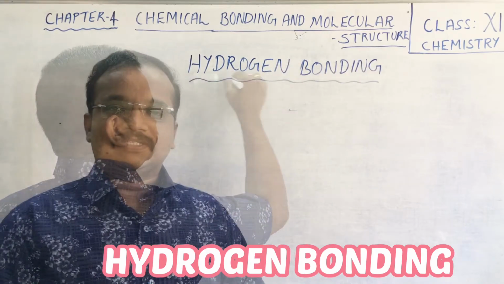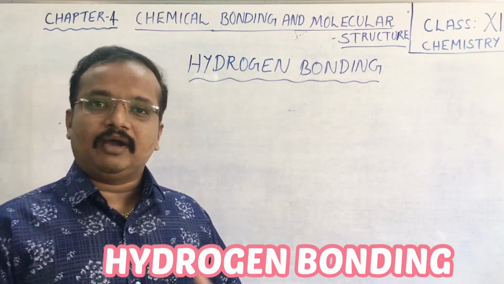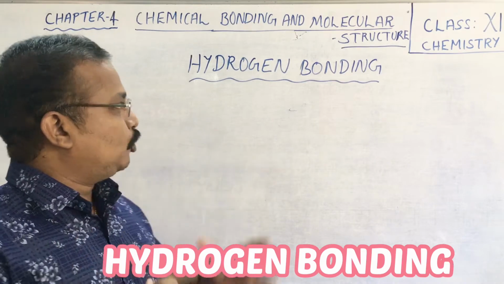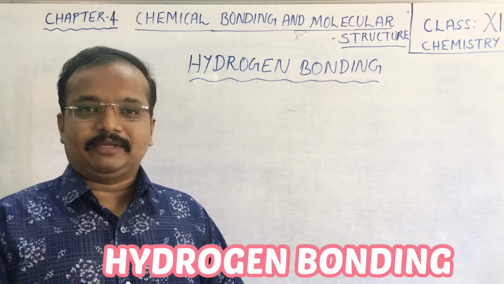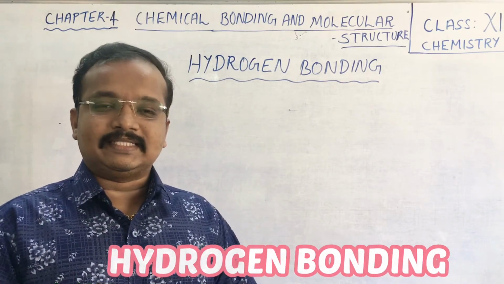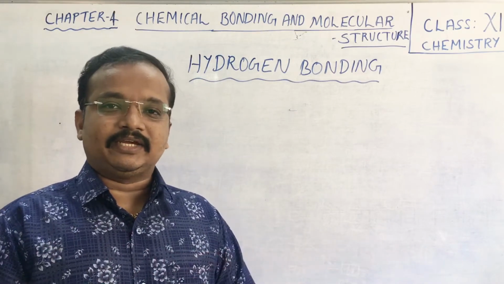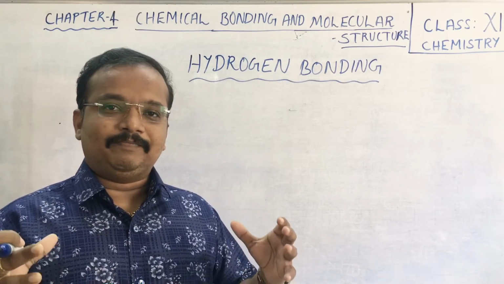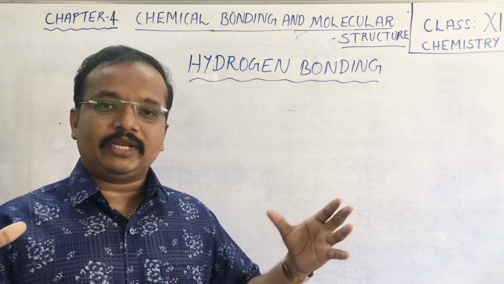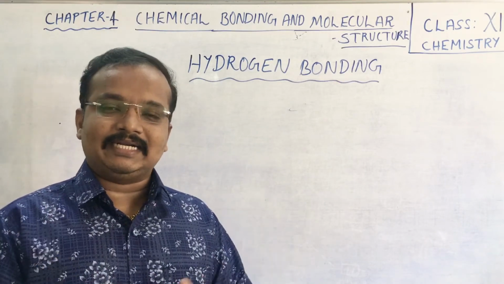Children, in the earlier classes we have studied ionic bonds and covalent bonds. Today we are going to discuss hydrogen bonding. Actually, hydrogen bonding is a special category of bonding, which involves an electronegative element and the presence of hydrogen.